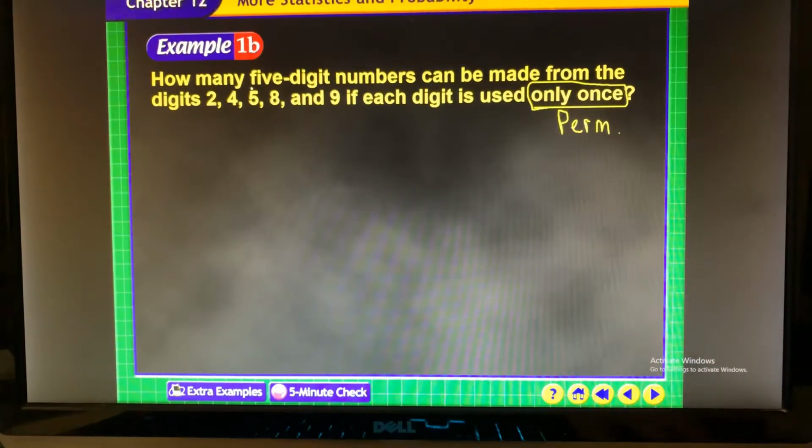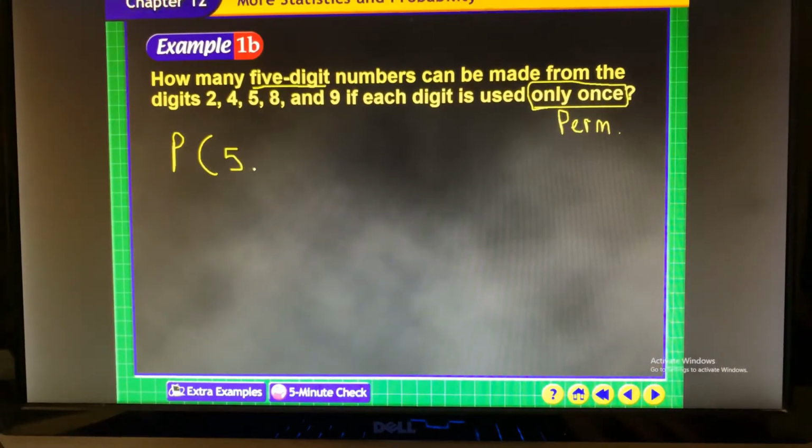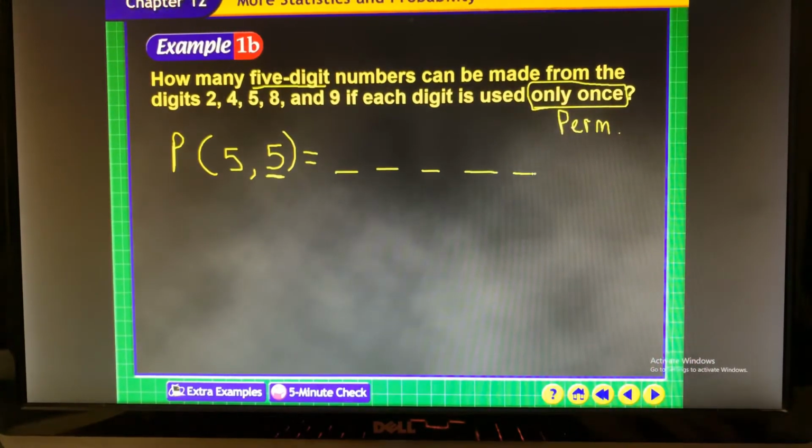So how many things do I get to do? It's a permutation of 5, comma, how many choices do I get to make? 5. Okay, so I have 5 numbers to choose from, and I get to choose 5 of them. So this tells me how many lines. 1, 2, 3, 4, 5.